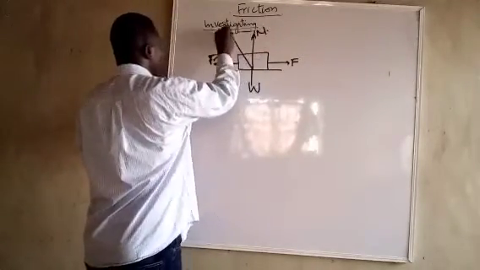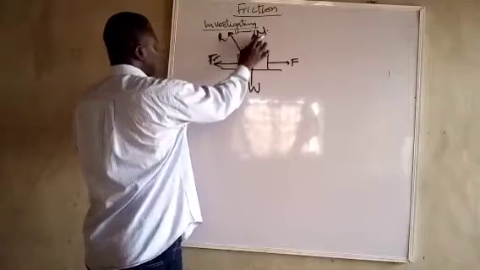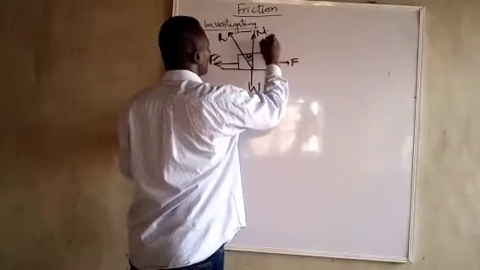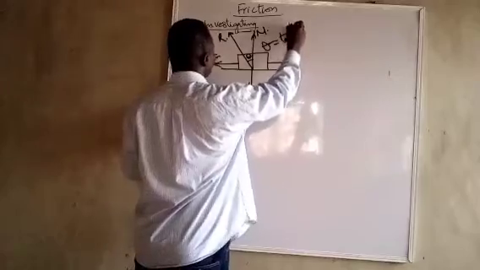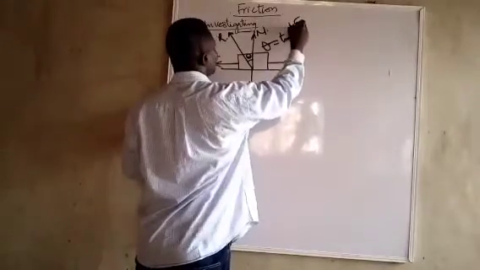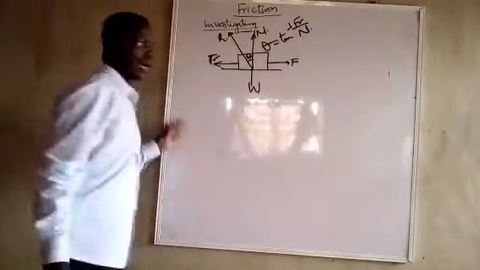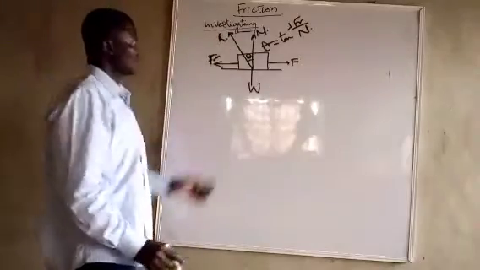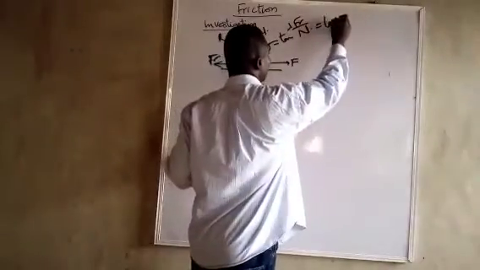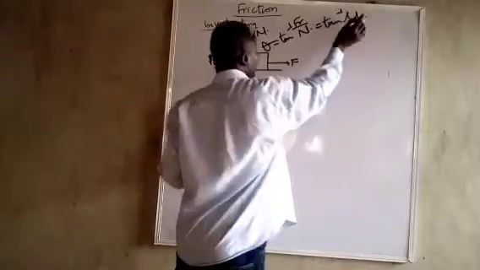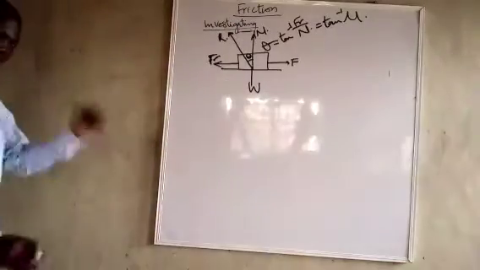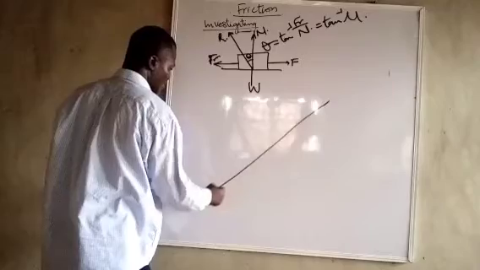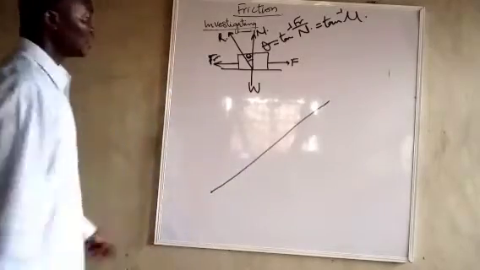And the angle between the total reaction and N, theta, will be equal to arctan FR over N. And you know what FR over N is? That is mu. So it is arctan mu. That is the coefficient of the friction. Now, what I'm going to do now will make more sense. We have a body like this.